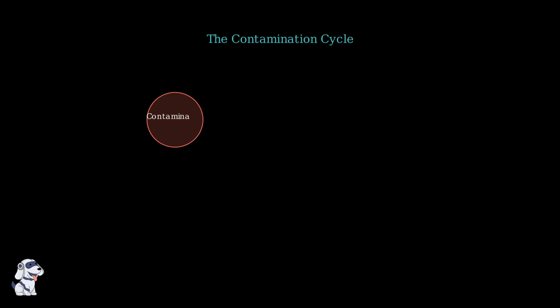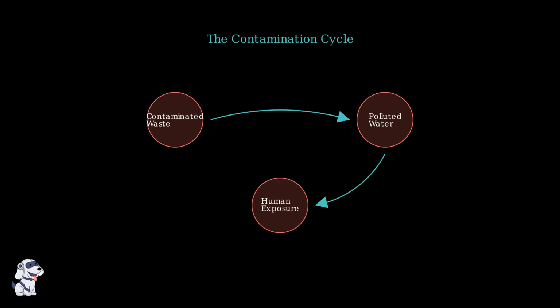These factors work together to create a cycle of contamination. Poor sanitation leads to environmental contamination, which then spreads through water and food sources. Here's how the contamination cycle works. Contaminated human waste enters the environment through poor sanitation systems. This waste then pollutes water sources, either directly or through runoff and inadequate treatment systems. Humans are then exposed to the contaminated water through drinking, cooking, or contact, leading to infection. Infected individuals then contribute more contaminated waste to the environment, perpetuating the cycle.